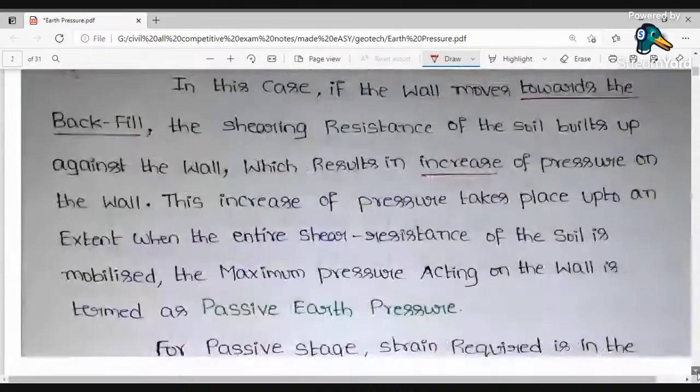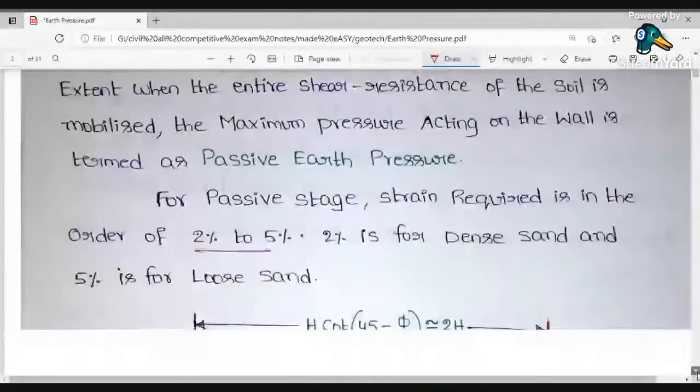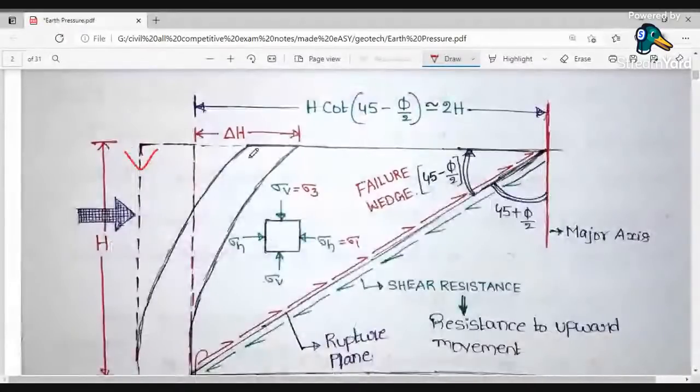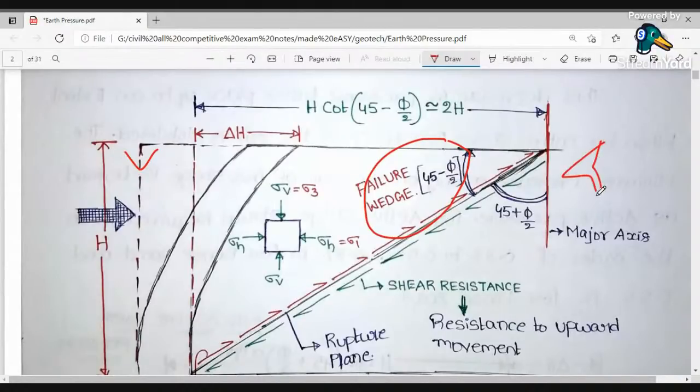You can see that this is the original vertical wall. The wall tries to deflect up to this position, and because of that also a rupture plane is developed. Then shear resistance is also developed. The angle in this case, the failure wedge angle, you have to remember, is 45 degree minus phi by 2. 45 degree minus phi by 2. These two things we have to remember.